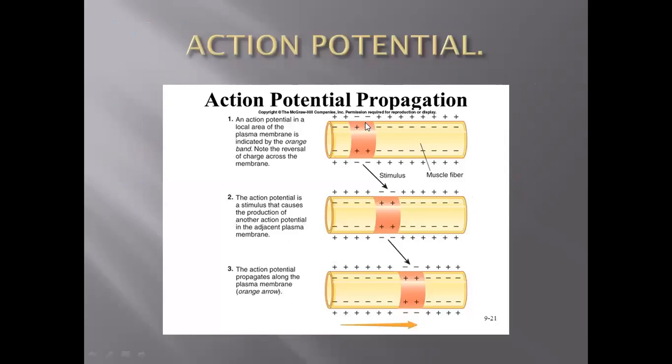Action potential. This is the action potential in the local area of the plasma membrane. It is in the orange color. There is a reversal of charges over here. This action potential then causes the production of another potential in the adjacent area, and the action potential keeps on moving forward in the direction of the arrow, and at the back we have the repolarization stage taking place.